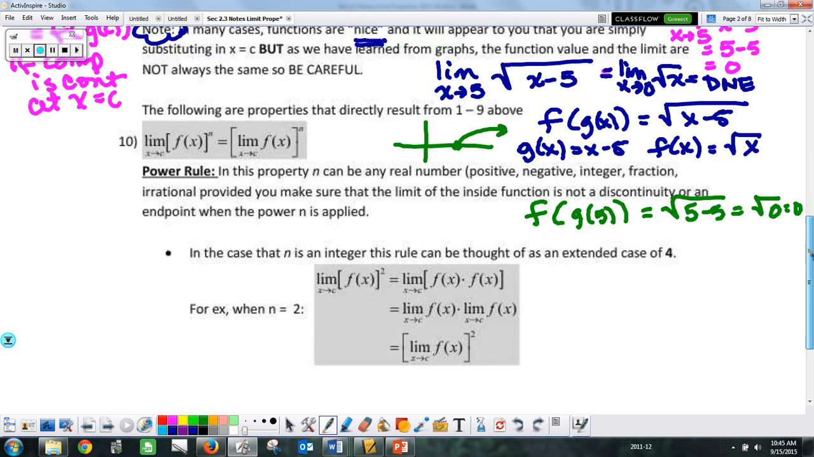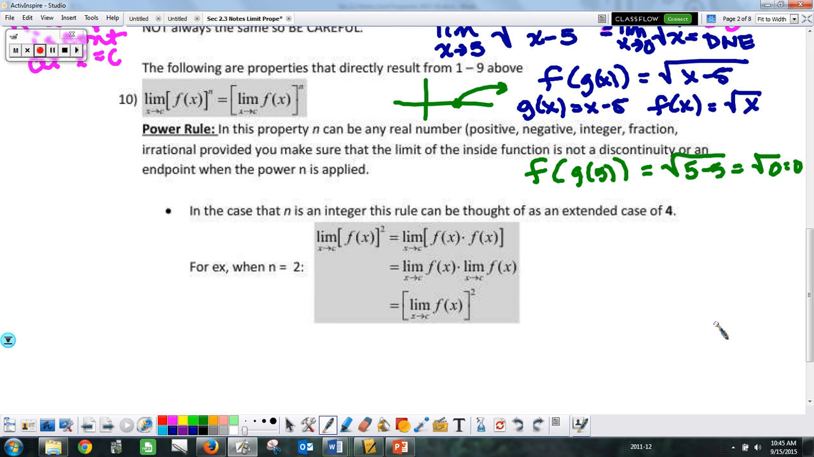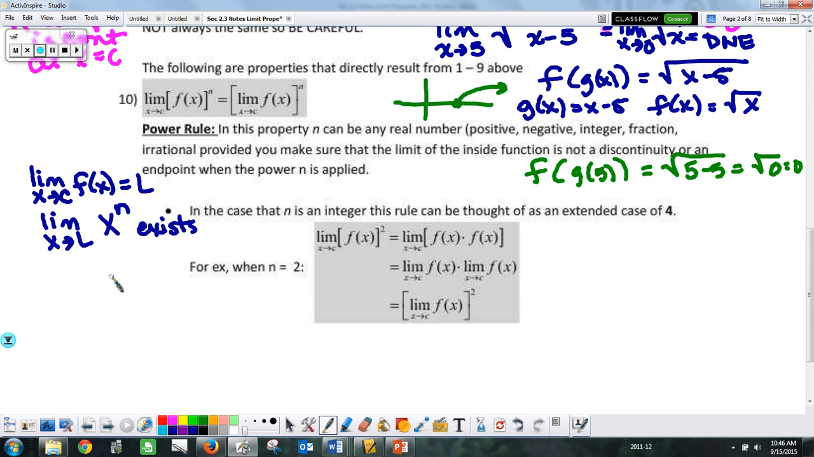All right. Now, some other properties that are a direct result of the ones we've already listed. The power rule. If I have a function raised to any power, provided that we don't have a discontinuity, so that's kind of this composition rule, provided the limit as x approaches c of f of x we would find to be L, and then provided the limit as x goes to L of x to that power of n exists, then we can do a direct substitution. So provided we know that we don't have a discontinuity here, we can go ahead and do that direct substitution and get L to the n. That's what we're basically saying here.